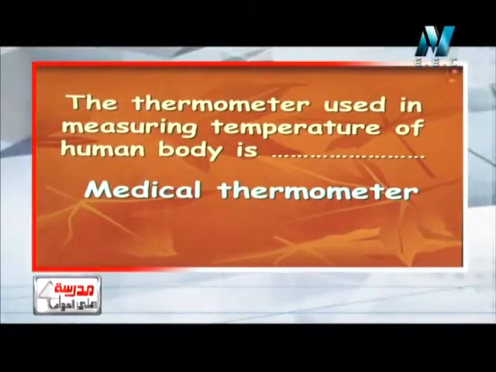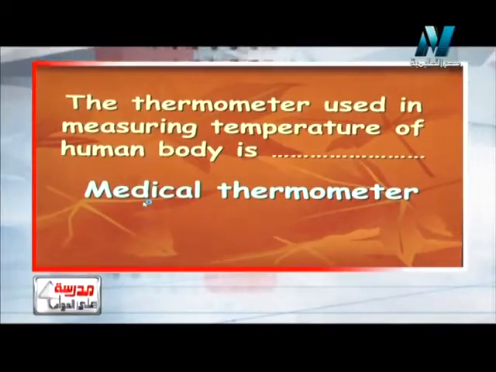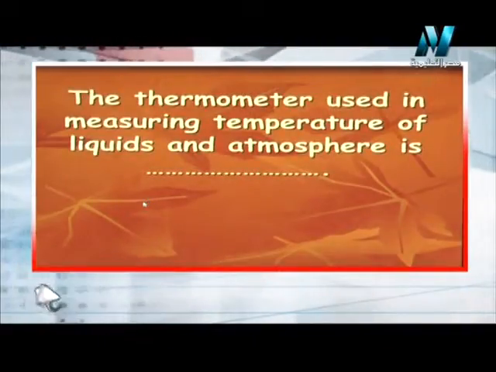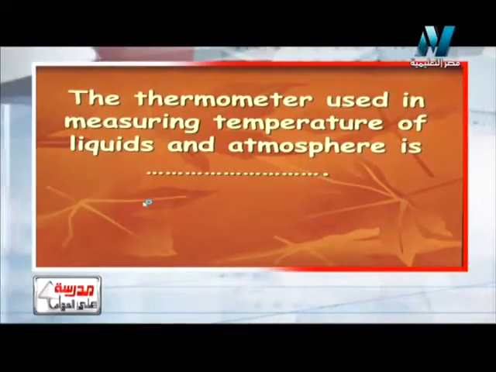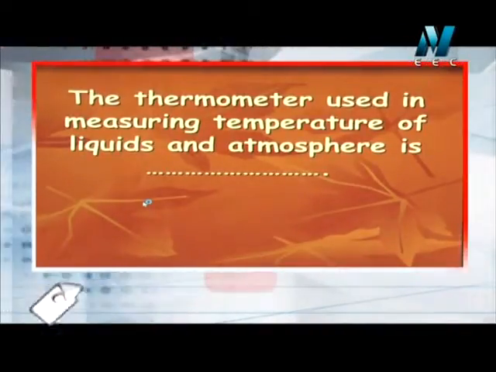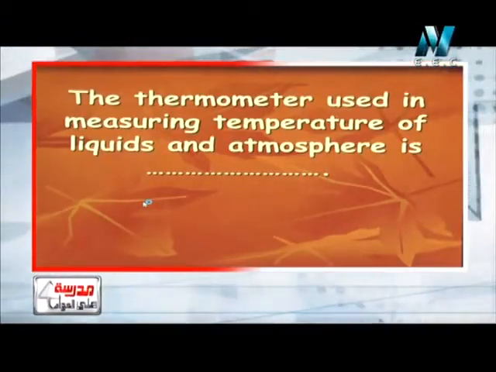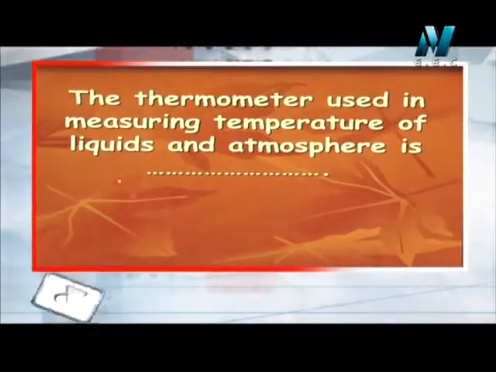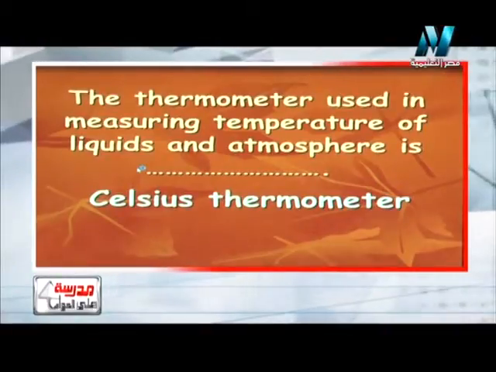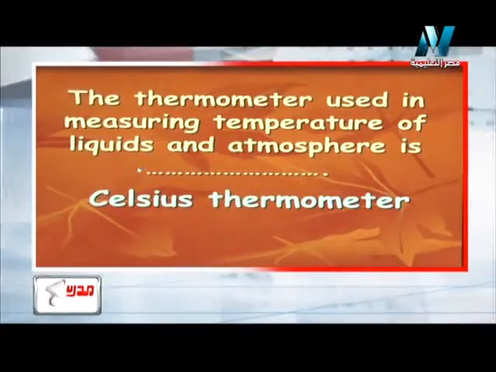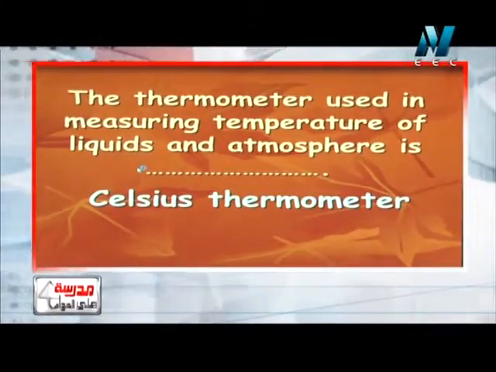Again, the thermometer used in measuring temperature of the human body is the medical thermometer. Okay? The thermometer which is used in measuring temperature of the liquids and atmosphere is, you can say, Mr. Yasser. I think it's an easy one. Yeah, it's easy. One is medical, and the other is Celsius thermometer, which is named after the great scientist Anders Celsius. Okay, so the answer will be the Celsius thermometer, أو الترمومتر المئوي. هنسميه مئوي لأن هو بيبدأ من 0 Celsius till it reaches 100 Celsius.